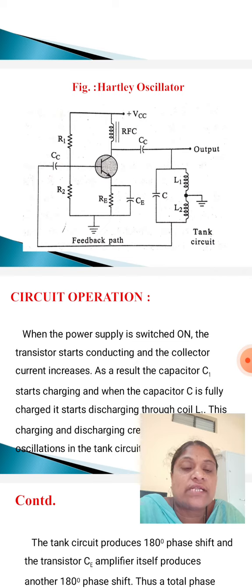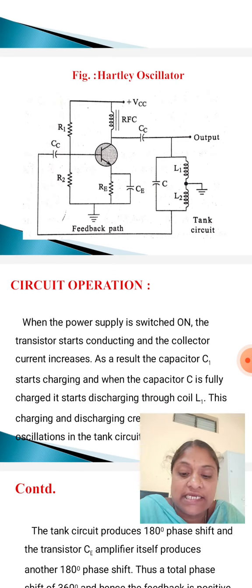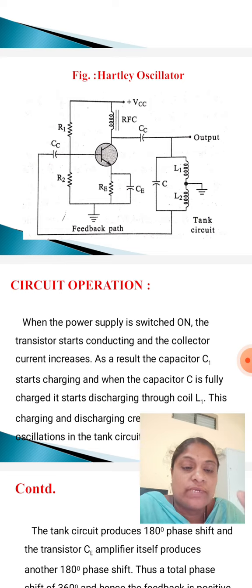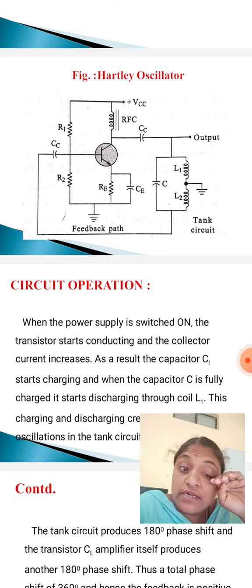In this Hartley oscillator circuit diagram, see this tank circuit. It consists of two inductors L1 and L2 and one capacitor. The two inductors are connected in series and the capacitor is connected across them in parallel. The coil L1 is inductively coupled to coil L2 and the combination works as an auto transformer.